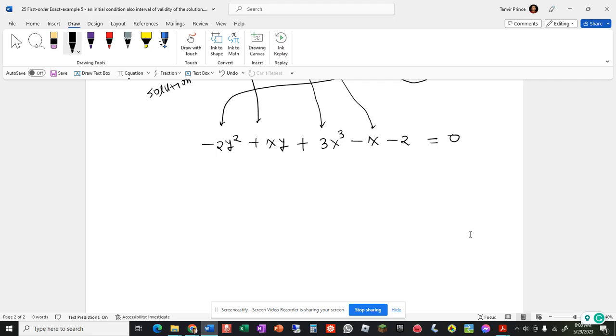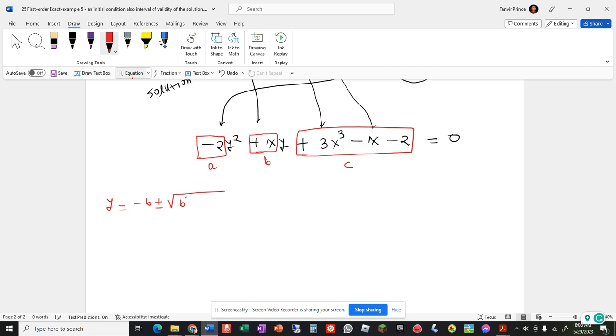So let's do that. Here we're thinking this, so ay squared will be my a, by will be my b, and my c is this constant. So that's my a, b, c. And remember the quadratic formula, right? It is minus b plus or minus the square root of b squared minus 4ac, divided by 2a.